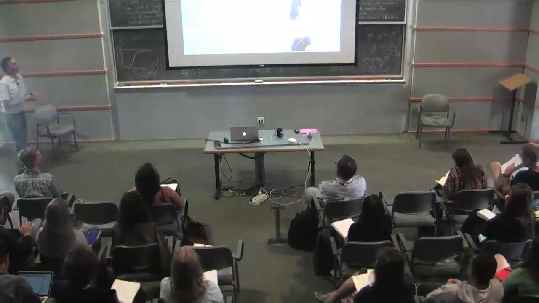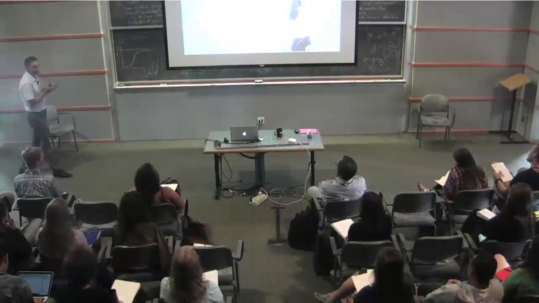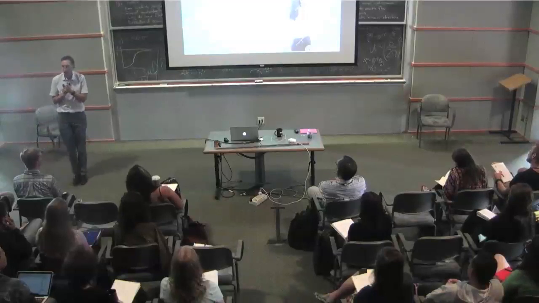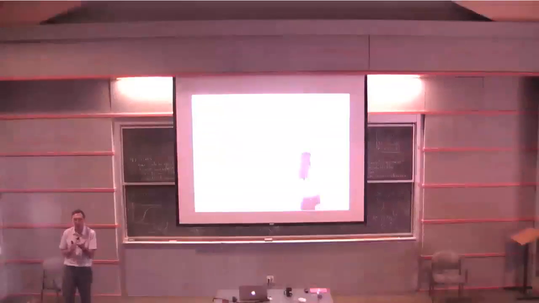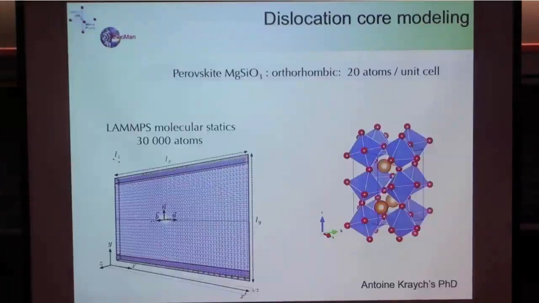So let's go to another point. We've seen that there are difficulties. Let's ask ourselves, can we calculate that? Can we model dislocations? Can we calculate the velocities? So the answer is yes, and this is quite recent progress. We can make actual simulations. So we need to build a supercell in which we have to put a dislocation, but then the problem becomes more complex because of the size, as you can see here.